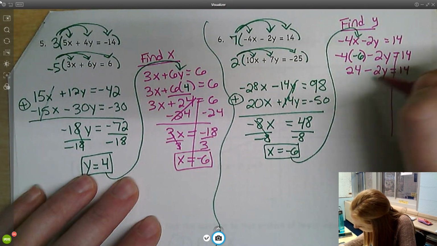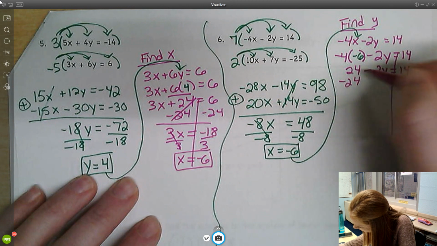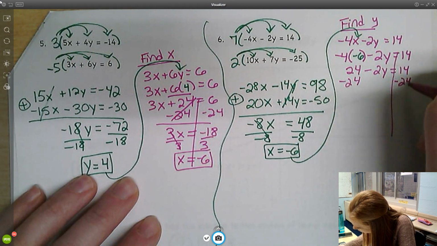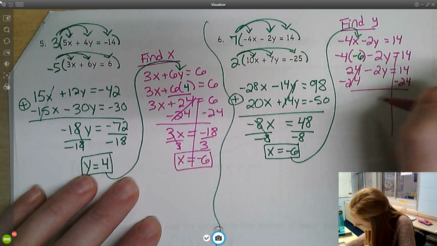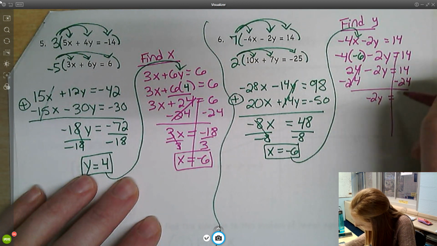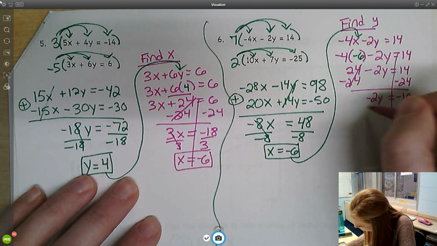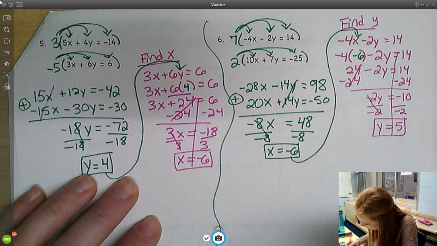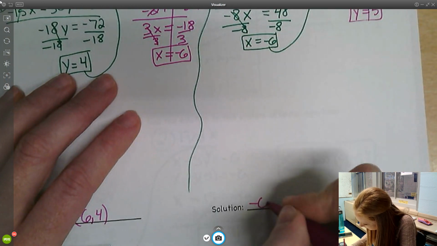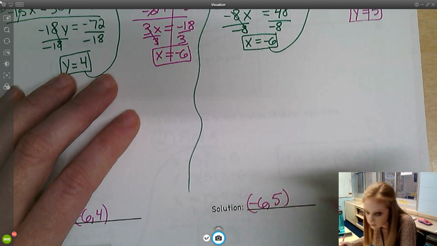Now we just have a two-step equation. This is a +24, so we're going to minus 24. 24 minus 24 is 0. Both sides. -2y equals -10. 14 minus 24 is -10. Divide both sides by -2, and you're going to get y equals 5. So that means our solution is -6, 5, right? Remember, the x always goes first.